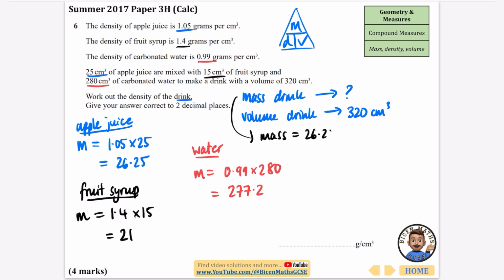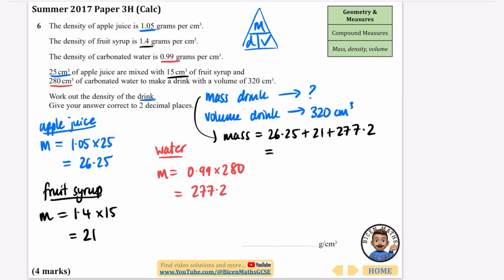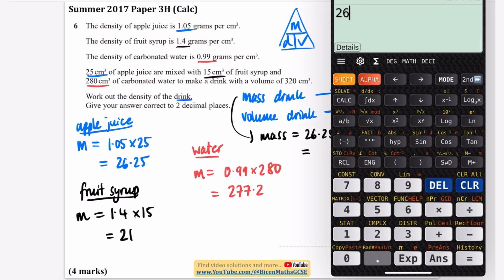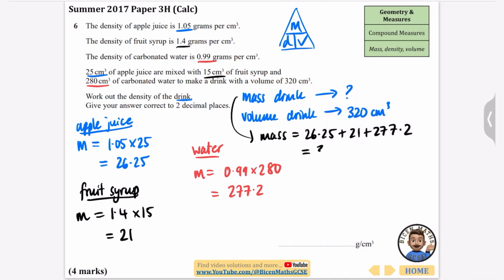So the mass of the drink that we're going to work out here is therefore equal to the 26.25, the 21, and the 277.2. So I'm going to add those three values together. The total mass is 324.45.